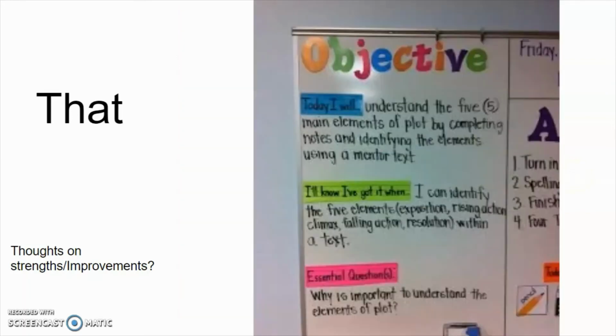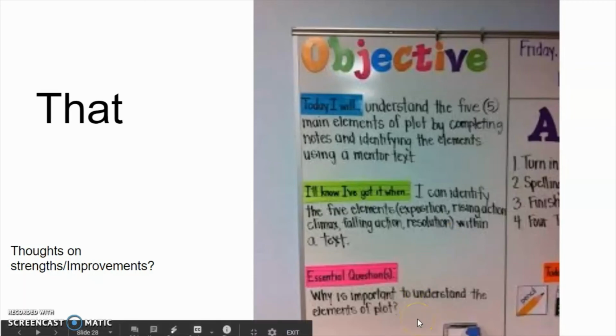This one, you have one objective. So I would assume from this that this teacher would be a single subject teacher in reading, because we're talking about identifying elements in mentor texts. So it tells what the students will do. I like how it identifies a number, 5 main elements of plot, and then I'll know I've got it when. So that's a different way of looking at this, giving students the criteria, the understanding, when they can do this, they know they've understood it. They know they've achieved that original objective. So that's a good relationship, showing them how they can achieve that.